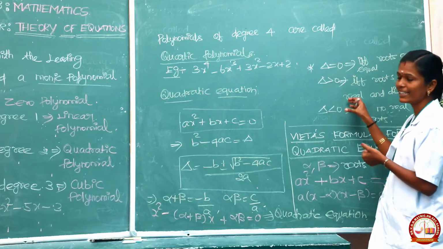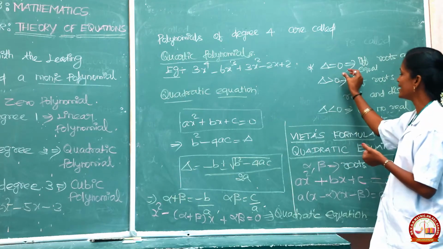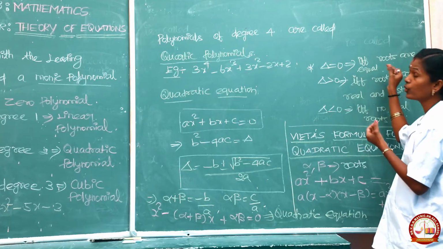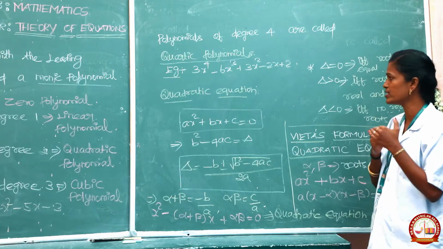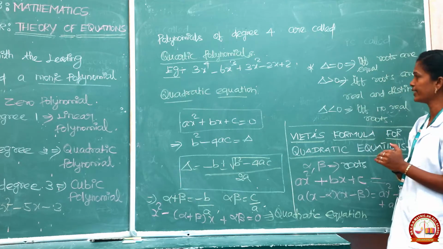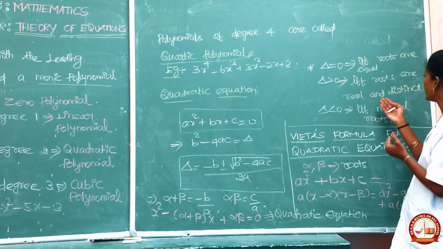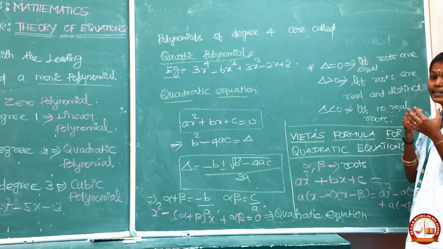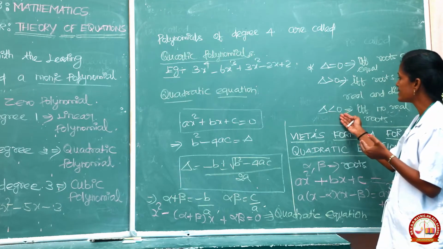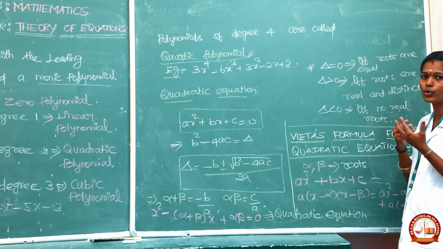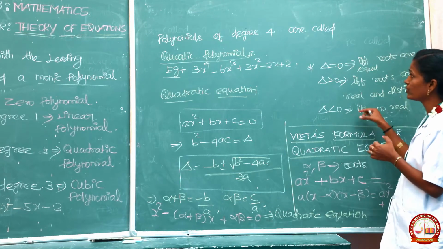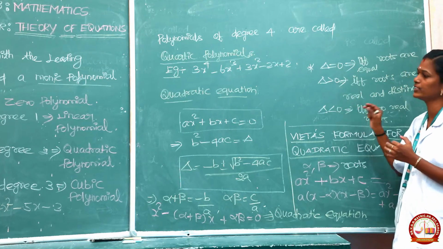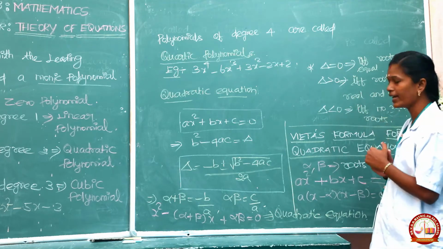There are three conditions in the discriminant. Delta equal to 0 if and only if the roots are equal. The two roots are equal, that is delta equal to 0. Delta greater than 0 if and only if the roots are real and distinct. Delta less than 0 if and only if there are no real roots. So the discriminant has three conditions to solve problems in the quadratic equation.